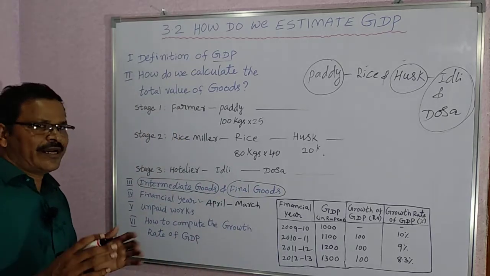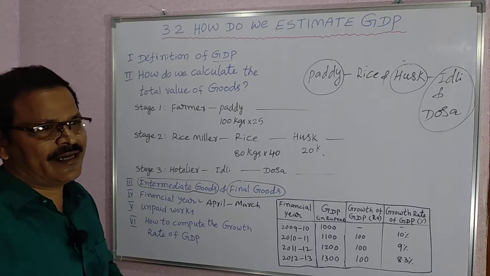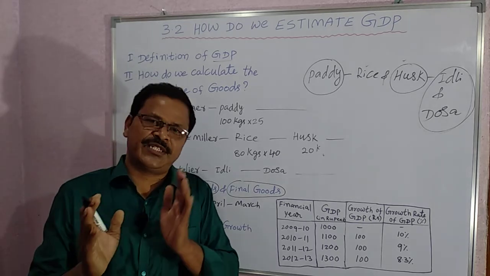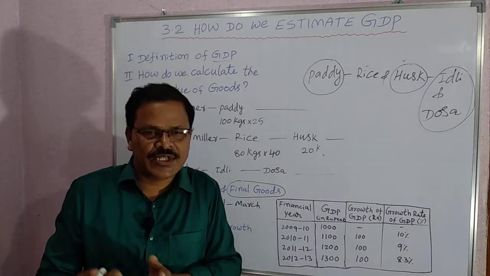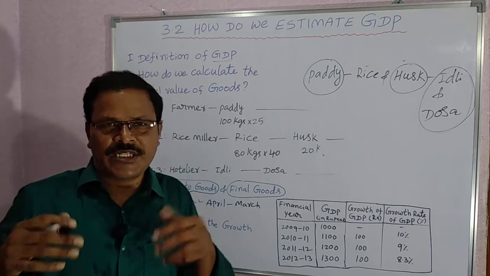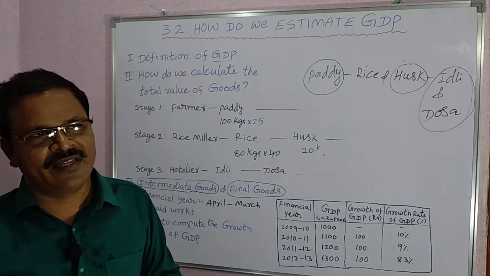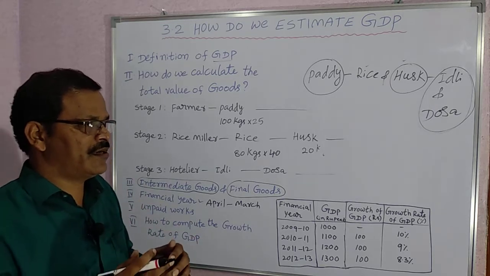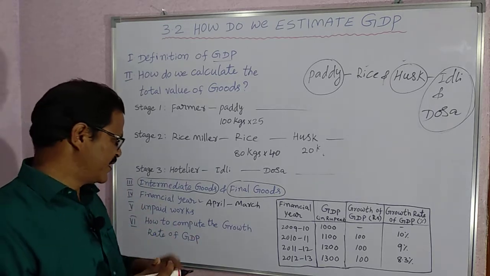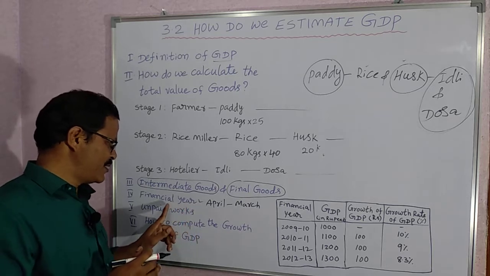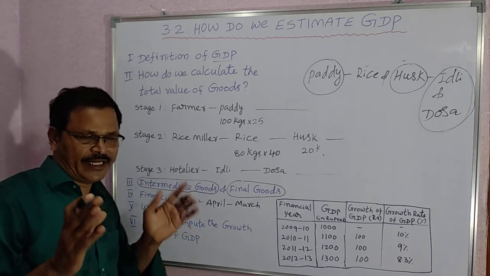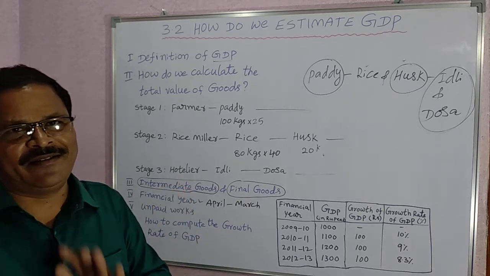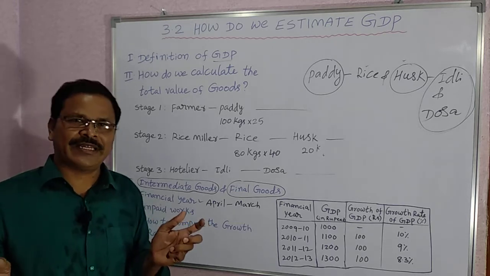There is also academic year. Academic year starts in June and ends in May. Our schools, our education system follow academic year. These are different years used for different purposes. In the economy, we use financial year. In the education system, we use academic year. In our daily life, we use calendar year.